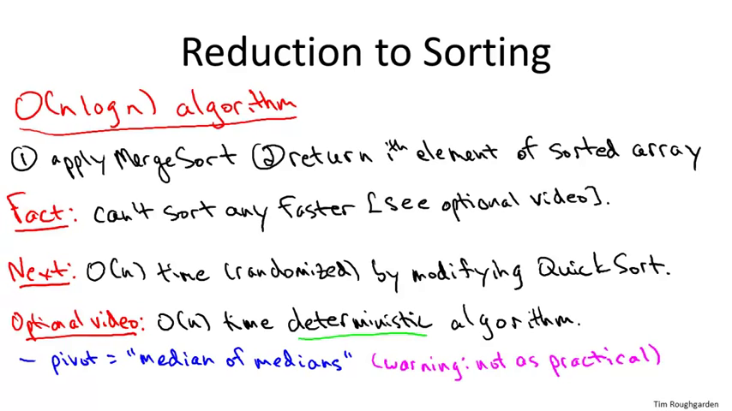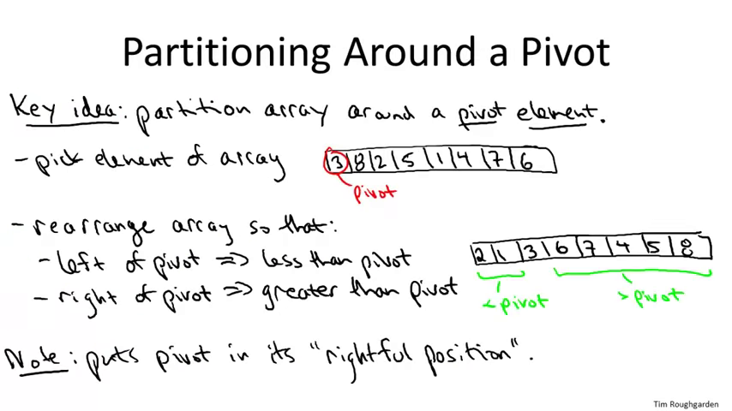So what I want to do next is develop the idea that we can modify the quicksort paradigm in order to directly solve the selection problem. To get an idea of how that works, let me review the partition subroutine. Like in quicksort, this subroutine will be our workhorse for the selection algorithm.